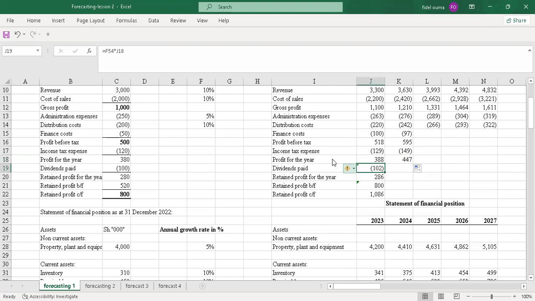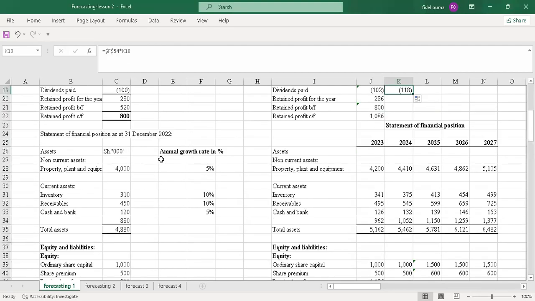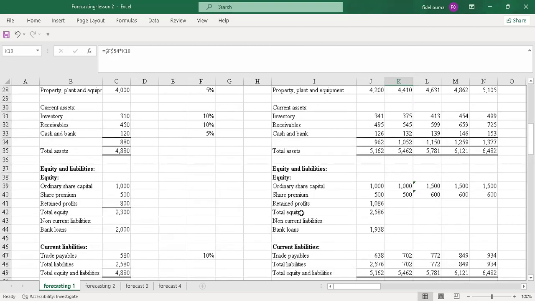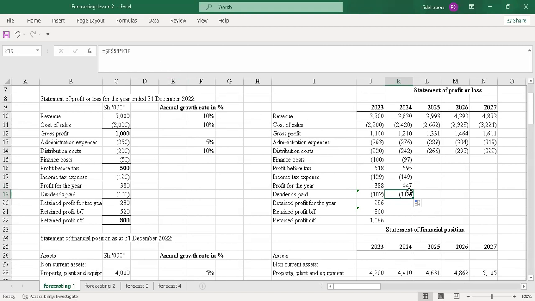Then the dividends payout, I didn't lock it, but I need to lock it. So I'll lock the ratio completely so that when I drag it, it will multiply automatically. You can see it's F54, which is this, negative 26.32, then you multiply by K18. K18 is this. So it means that you are correct.